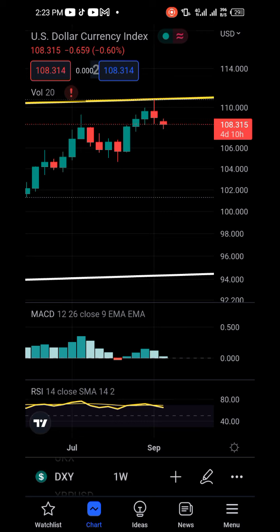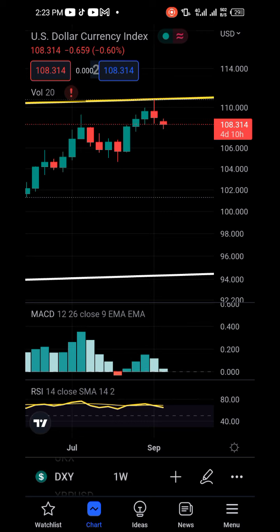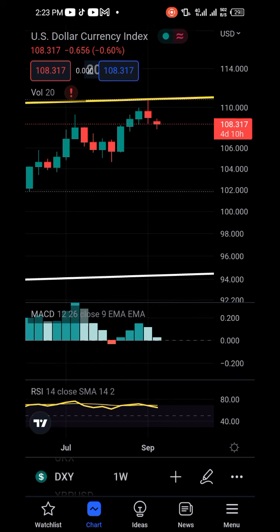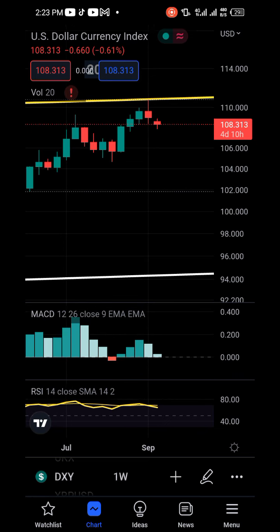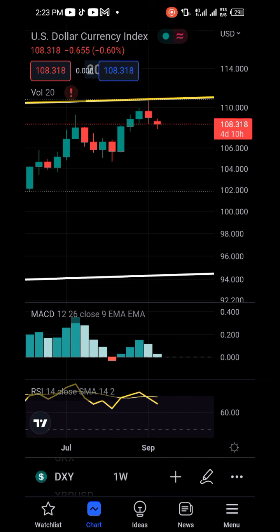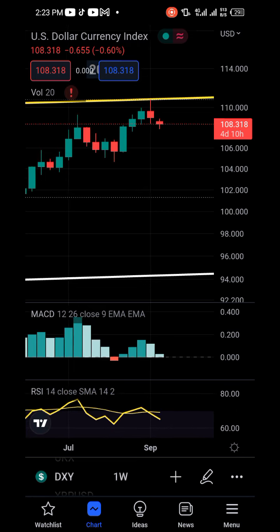Now look at the MACD, please. Just take a look at the MACD. What is it showing us? A light green bar. What this means is that we are likely to see the dollar index moving into a bearish territory. Take note, this is on a weekly time frame. Now look at the RSI. The bullish RSI has crossed below the bearish RSI.